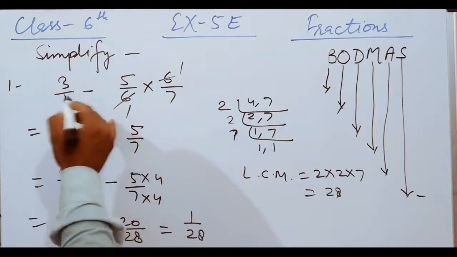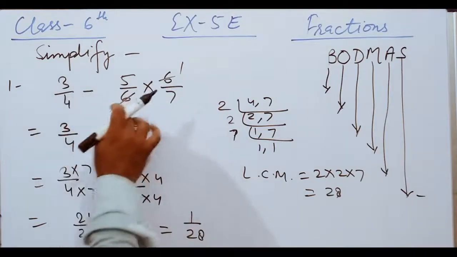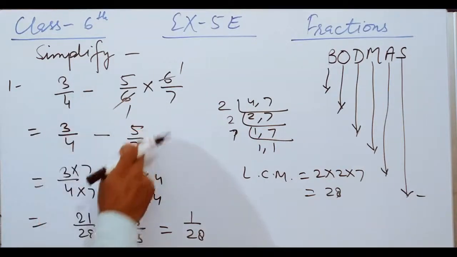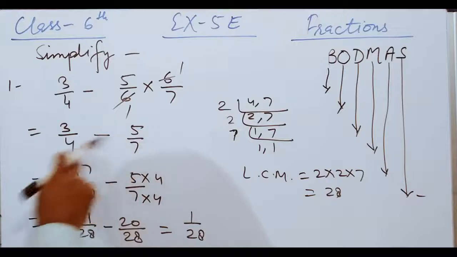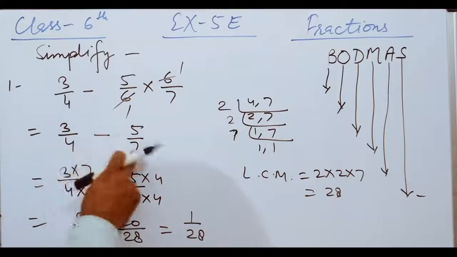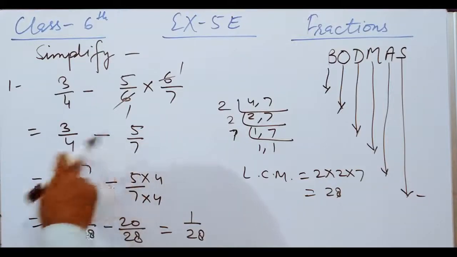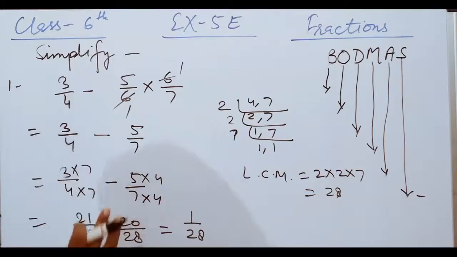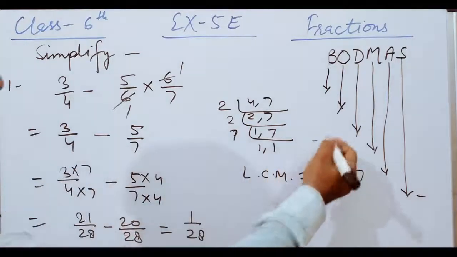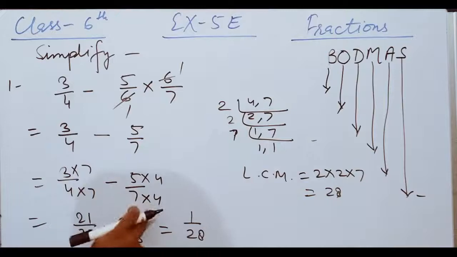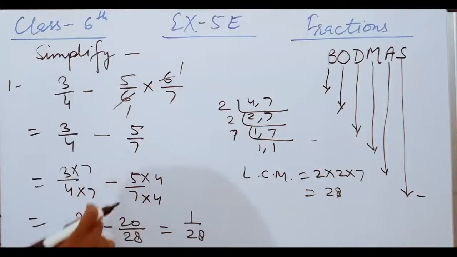Again I am telling you, 6 we will cancel. Then 3 upon 4, 5 upon 7. These are co-prime numbers, dear students. So multiplication of both numbers is the LCM of both numbers. But then also we will find the LCM and we will make the denominator the same. Then we will subtract, because the negative sign is there. 21 minus 20 equal to 1 upon 28.